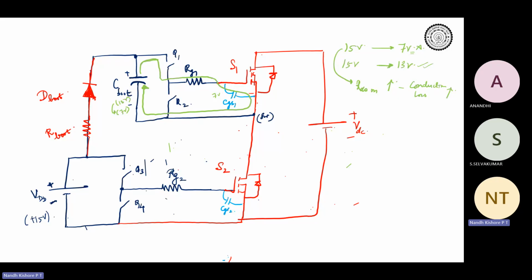Okay, so how do I size up the capacitor, right? That is the issue that we are dealing with right now. So how do I do that?